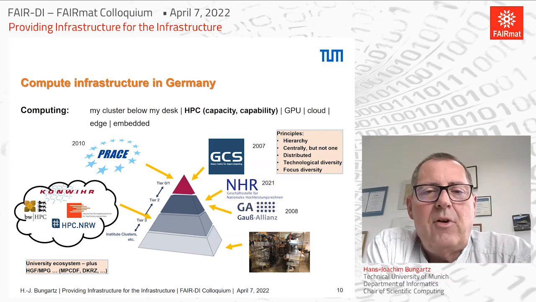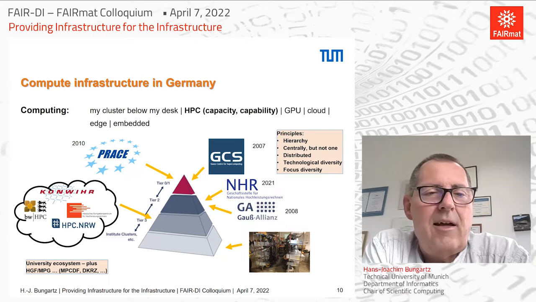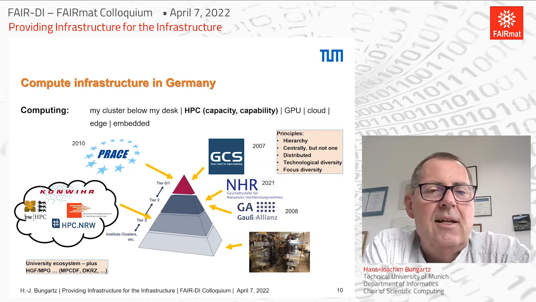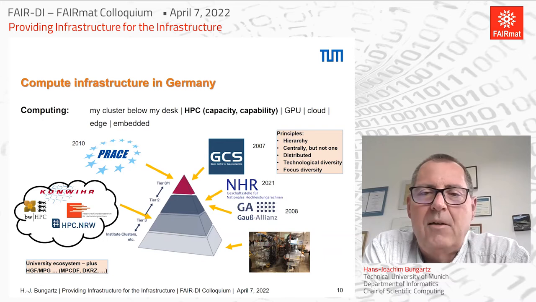And then you have tier three, which is the next layer, where we have seen in the last years, or even one to two decades, a lot of activities at the state level. For example, I have just printed three examples here. There's of course more in Germany. So there's Convia, which is a Bavarian state structure. We have BWHPC, which is the structure in the state of Baden-Württemberg. And we have HPC.NRW, which is the respective structure in the state of North Rhine-Westphalia.